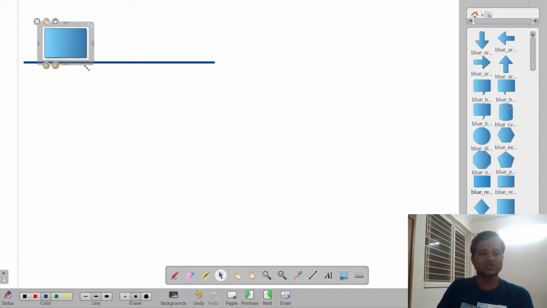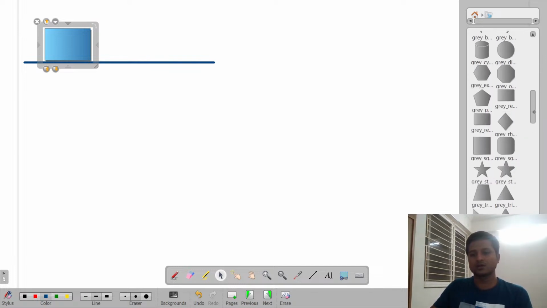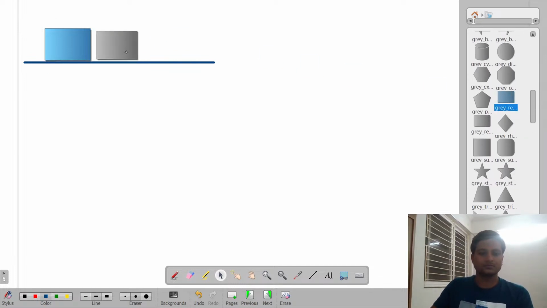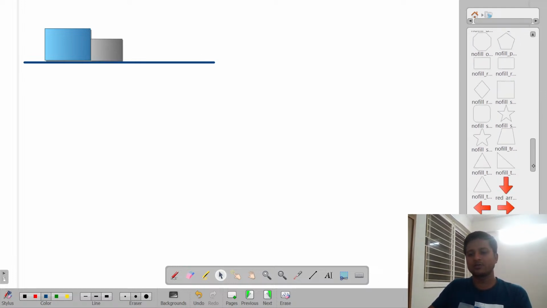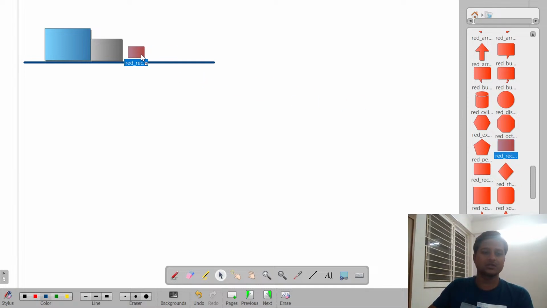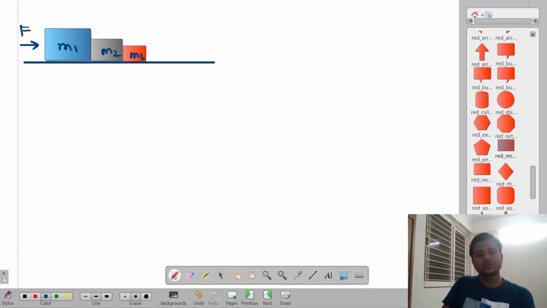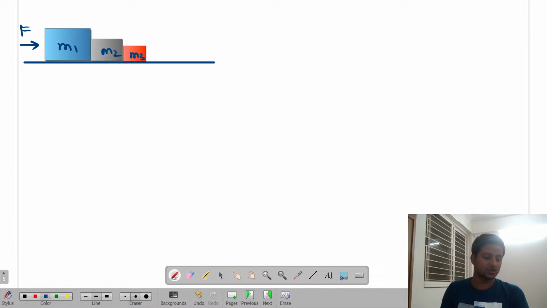So consider this to be the first block, in front of it a second block, and this time there are three blocks. Consider them to be M1, M2 and M3 placed in front of each other. How many blocks are there? Three. And then once again I try to push them by an external force, F. Once again find the contact forces and the equation of motion of each body.